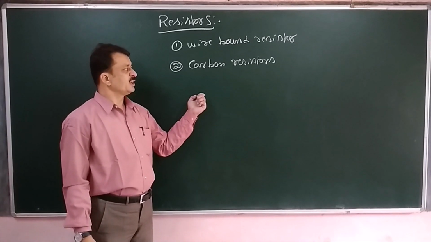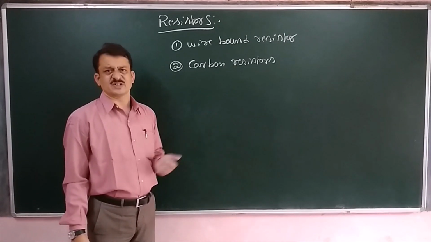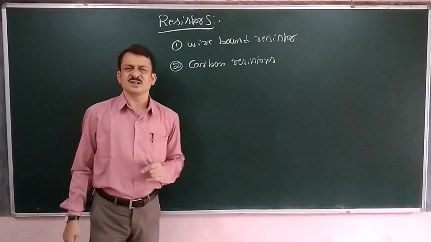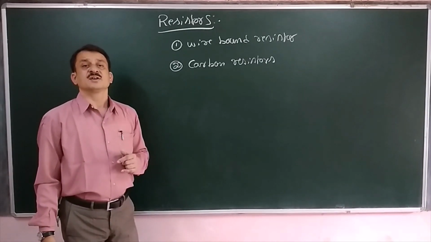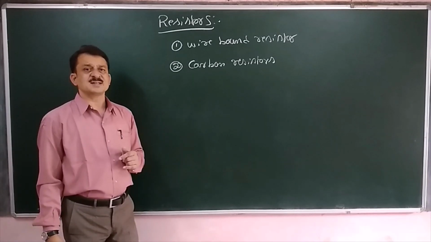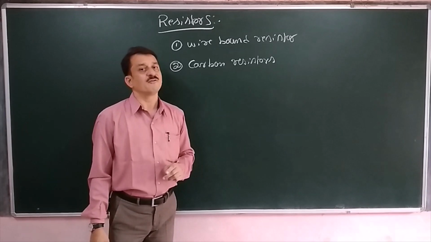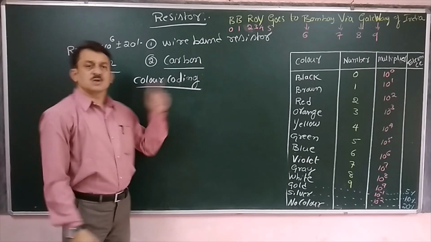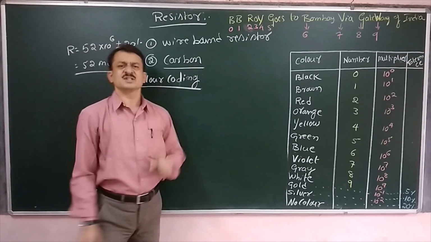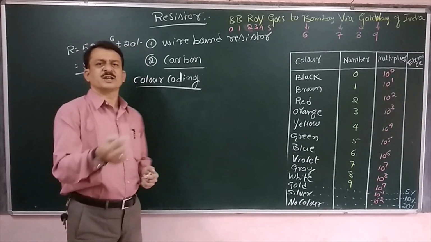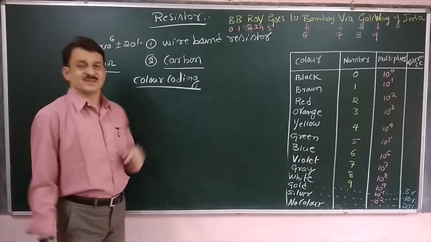by the set of coaxial rings or bands on its surface, and that set of coaxial rings on the surface of the carbon resistors is called color coding. A color coding based on value of the resistors is found out. Color coding of resistors: these carbon resistors are small in size, therefore their values can be found by using color coding on their surfaces.